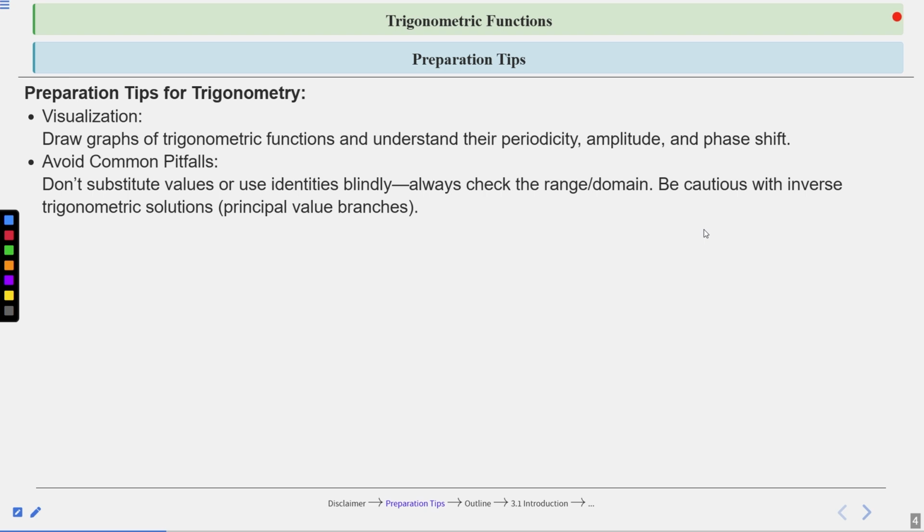And obviously you have to avoid some common mistakes: don't substitute values or identities blindly. Always check the range and domain restriction. Of course, this is very important whenever you are dealing with ITF, inverse trigonometric functions. And obviously in mathematics you have to practice a lot of problems.